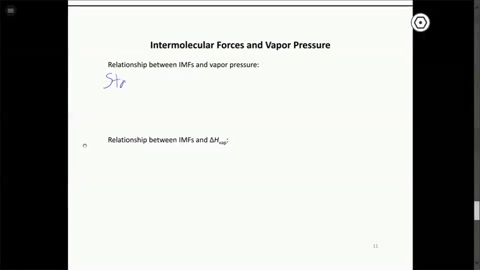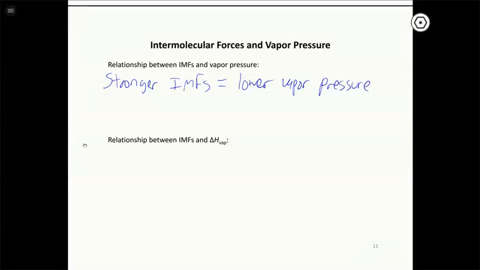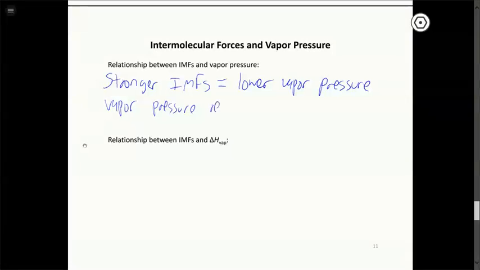So stronger intermolecular forces correlate with a lower vapor pressure. That's because, remember, vapor pressure is caused by molecules escaping the surface. If we have stronger forces holding those molecules to the surface, we'd expect fewer molecules escaping and a smaller vapor pressure. Vapor pressure requires molecules to leave the surface, so the stronger the forces, the more molecules are going to be held in the liquid phase.